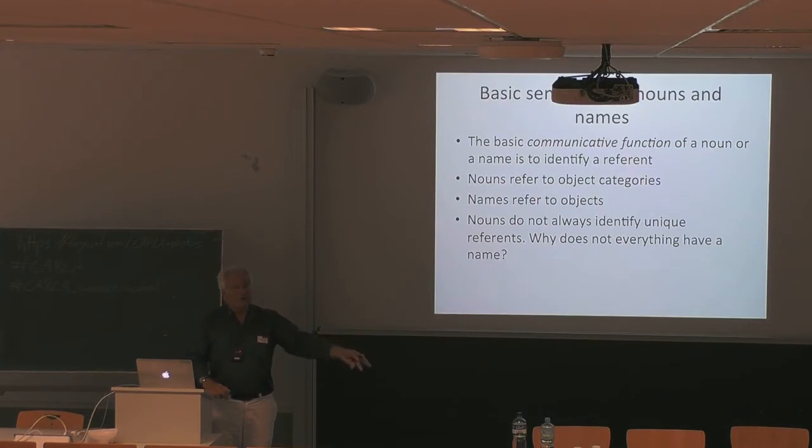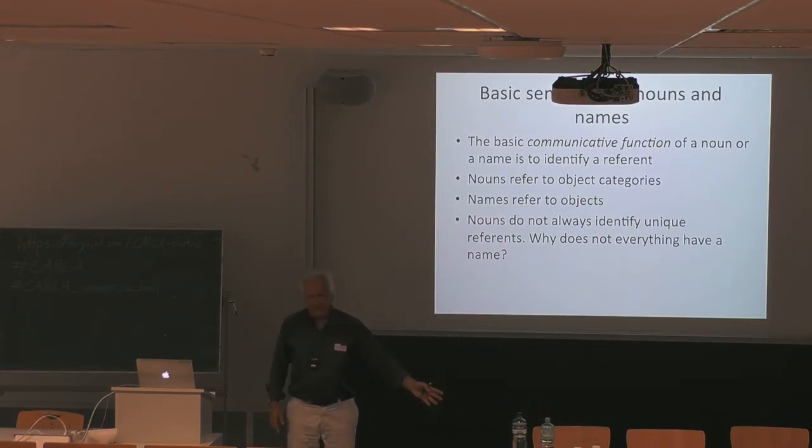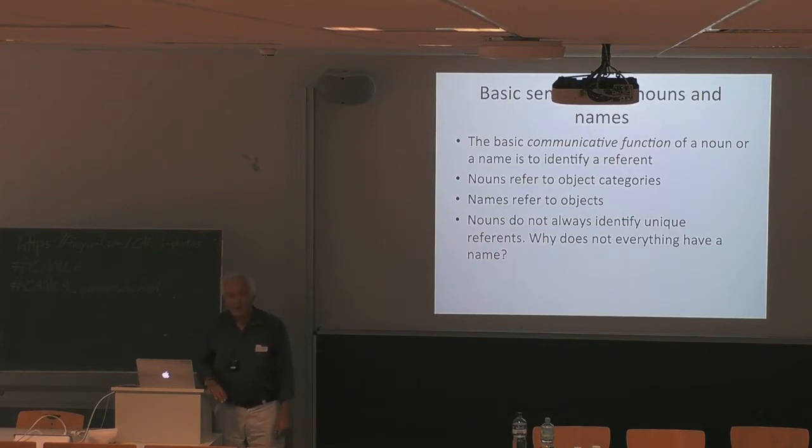So nouns are not perfect as communication devices. If I had called this one Adam and this one Bob, I could have said, give me Adam. And then you would have known, if I had given them names. I could do that. So why doesn't everything have a name? Then we would solve the referentiality problem. Well, the obvious answer is that our memories wouldn't solve this problem.